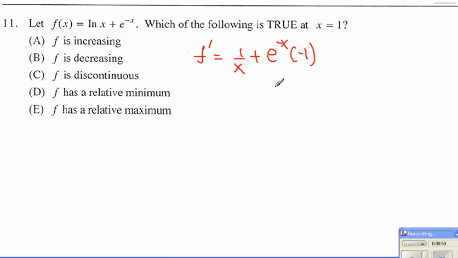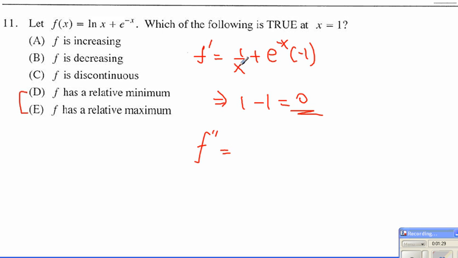Now, when you plug in 1 in this particular place, this becomes 1, and this portion becomes 1, because of the other negative 1, we end up getting 1 minus 1 equals 0. Now, since it is equal to 0, it might be one of these two, relative minimum or relative maximum. Another thing you can do is either the number line test, or take the double derivative.